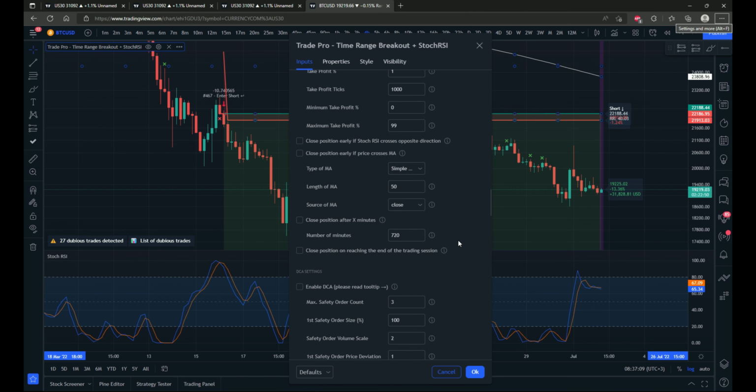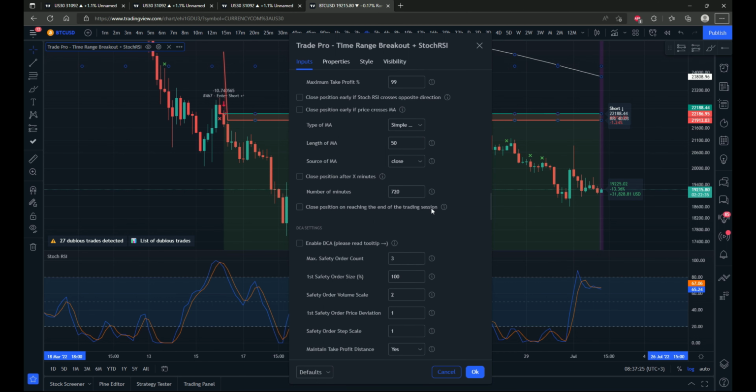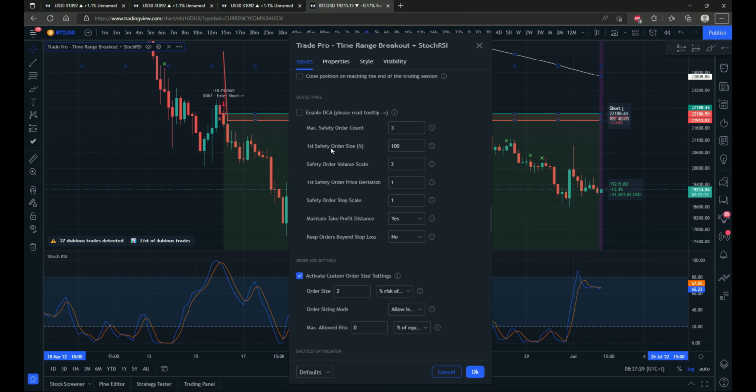Now, a few final things that we have in the settings. We have the ability to close the position early if stochastic RSI crosses in the opposite direction. You can close the position early if price crosses a certain moving average of your choice, close the position after a certain number of minutes, close position on reaching the end of the trading session as determined by you, and also the ability to enable dollar cost averaging entries.